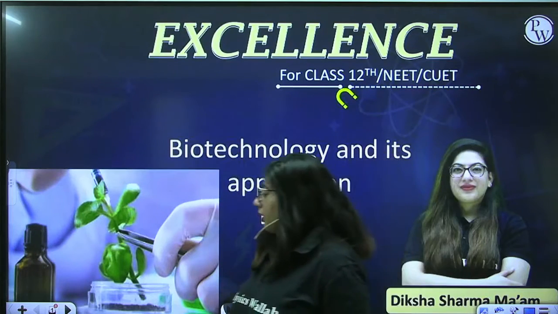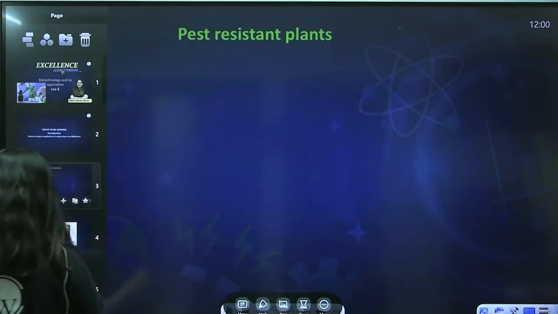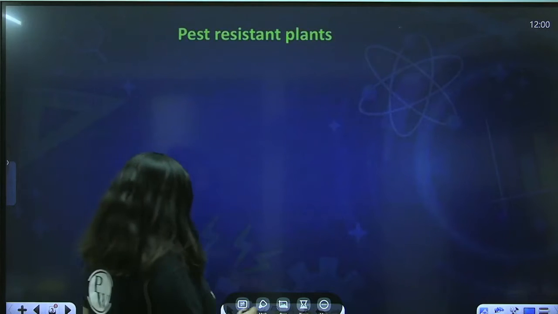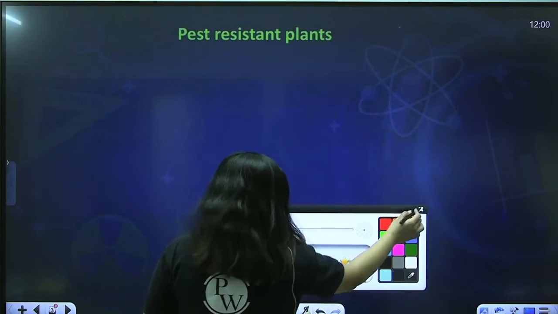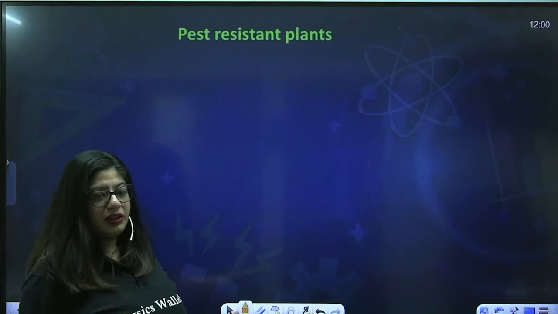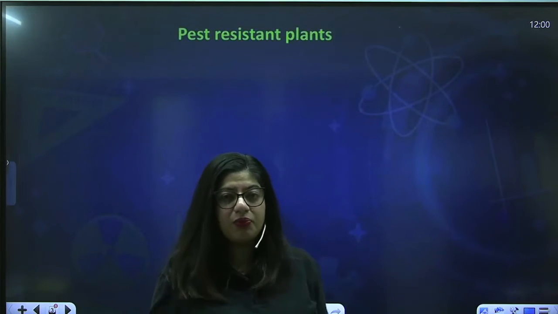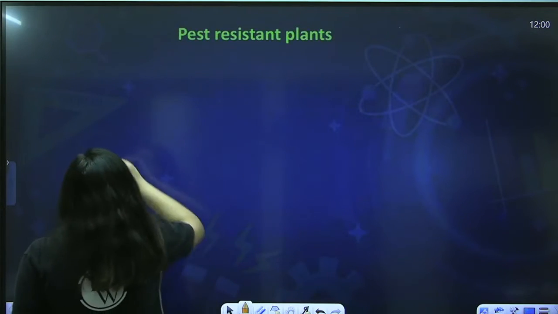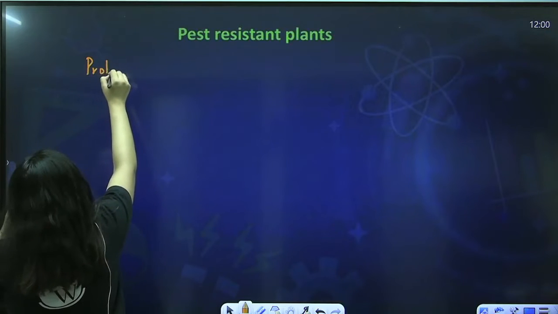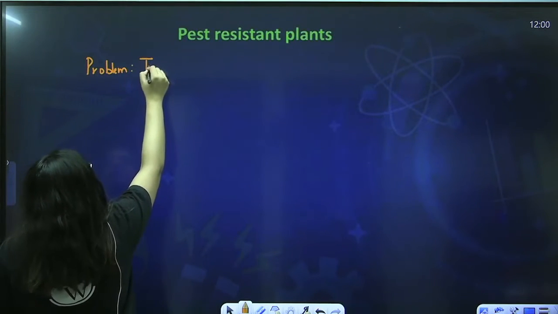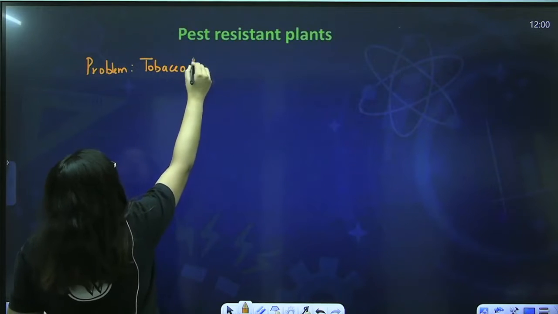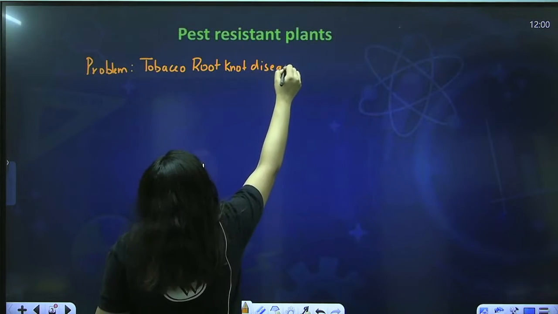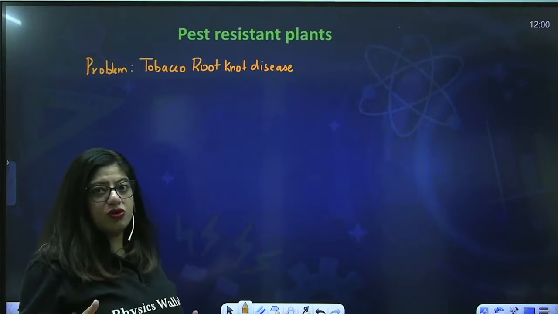So today we are going to continue with agriculture, and also we'll be doing medicine. But let's talk about another pest resistant plant. The another pest resistant plant is your tobacco plant. As I've told you, why are we using biotechnology? Because there was a problem, and biotechnology is a kind of a solution. So what was the problem? The problem is tobacco root knot disease.